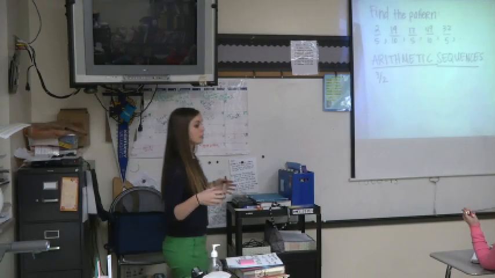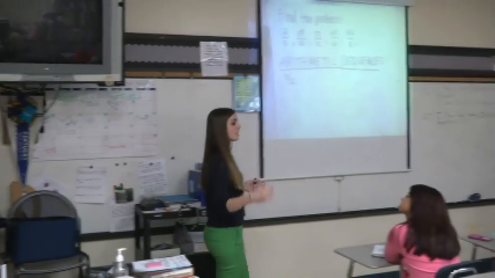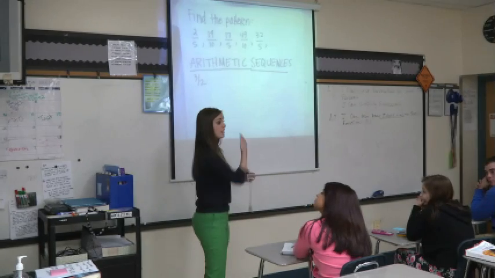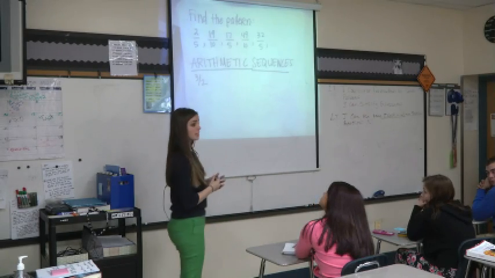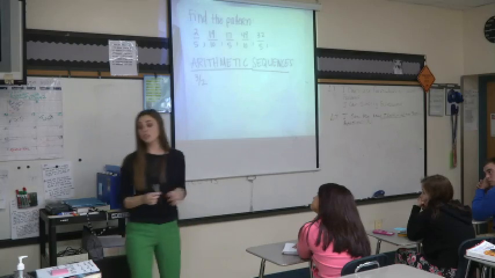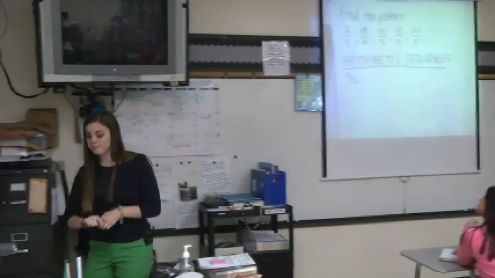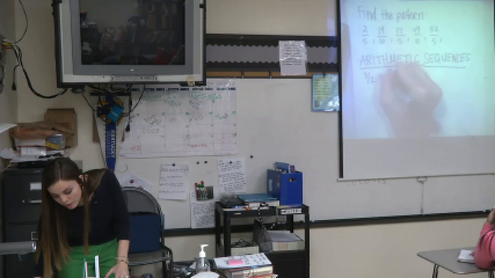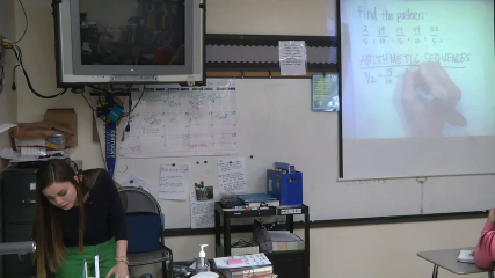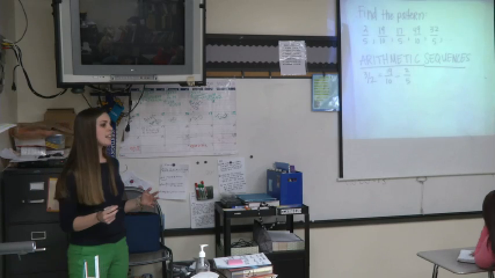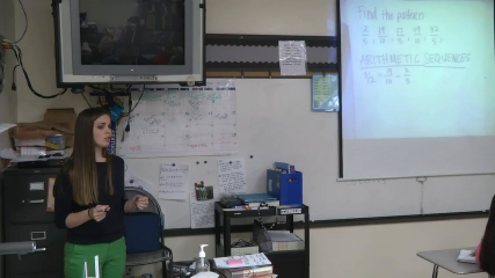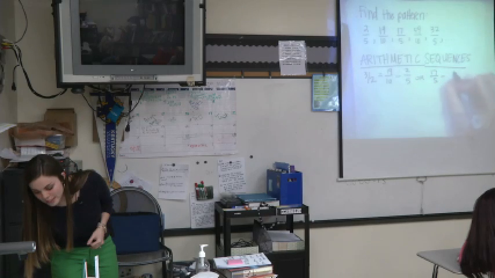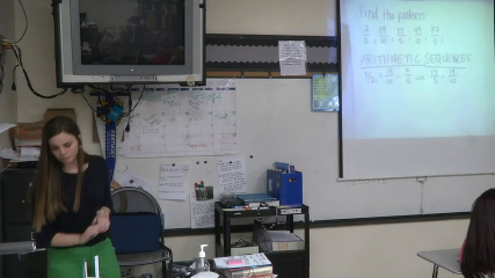So arithmetic sequences are a list of numbers that go up by a constant pattern or go down by a constant pattern each time. So does everybody agree that that is an example of an arithmetic sequence? Okay, so it goes up by 3 over 2 each time. Carolyn made a good point when she did 19 over 10 minus 2 over 5, and then 17 over 5 minus 19 over 10.